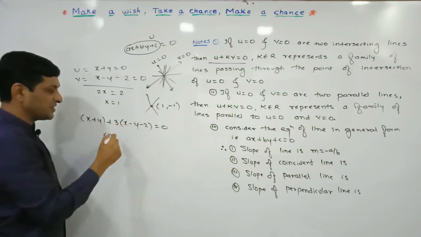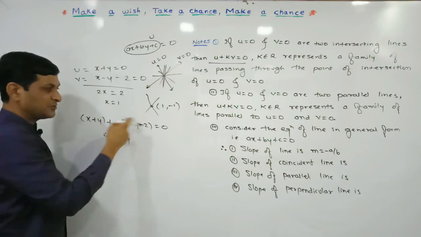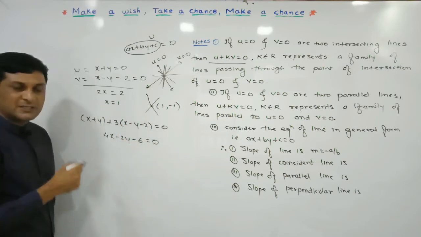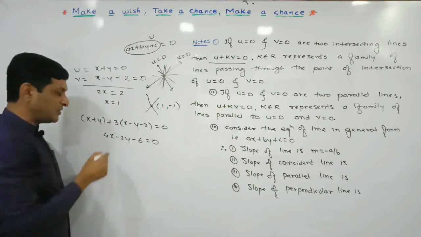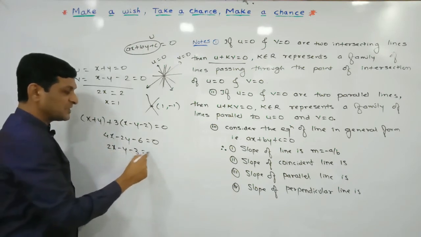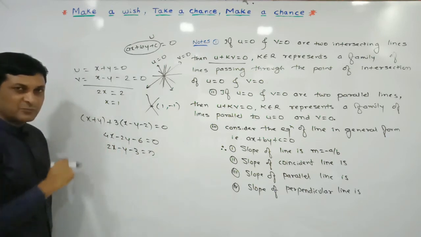Y minus 3y will be minus 2y, and 3 into minus 2 is equal to minus 6. We can observe that all the terms in this equation are divisible by 2. So here we will get 2x minus y minus 3 is equal to 0. Just simply we are dividing both sides by 2.